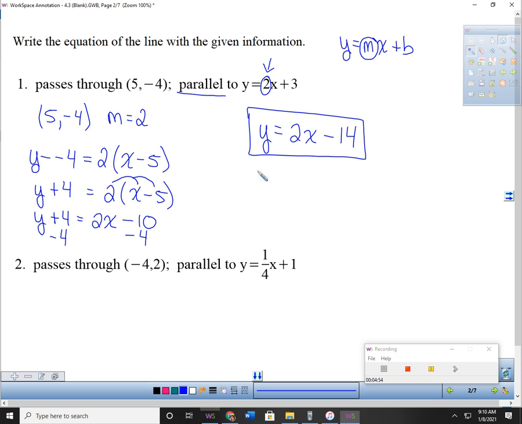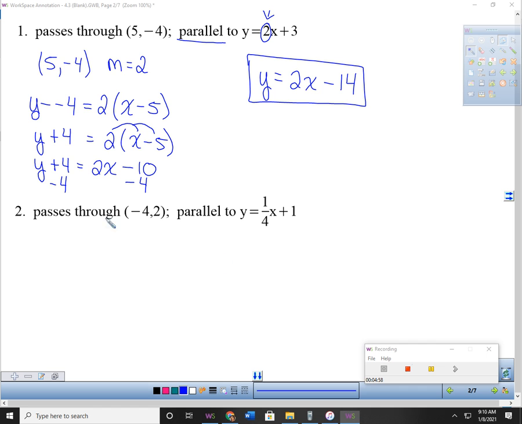All right? So same thing goes for this one. I already know the point I'm going through, but I don't know what the slope of this line is. So I'm going to look at the information that they gave me. They said I am parallel to this line. So that means that my slope is going to be the same, and it's that number in front of the x. So my slope is 1/4.